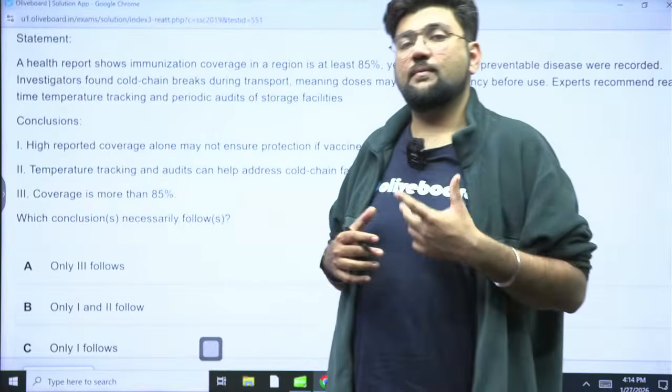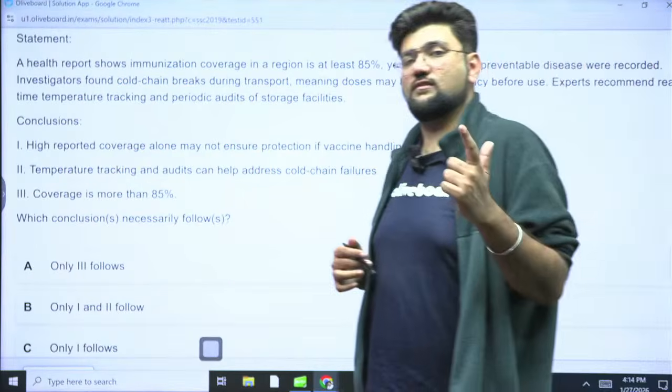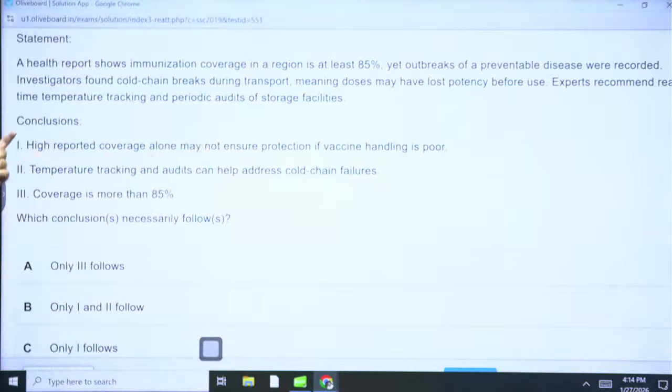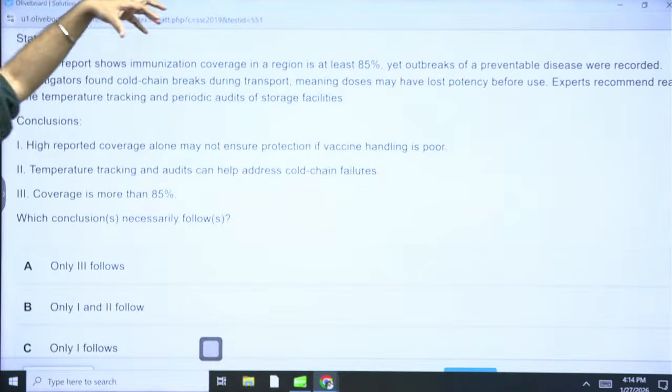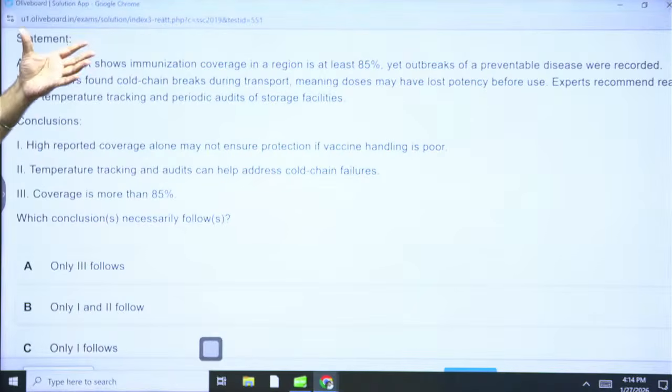Hence, even though 85% of the people were injected with the vaccine, they could not respond well to the disease. These are the things which you need to understand automatically from this passage, right? So what are the conclusions? What do conclusions mean? In the end, what is the author trying to say? Why has he mentioned all these points to you?